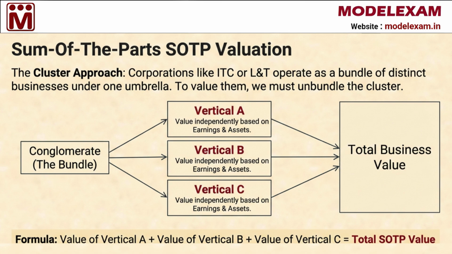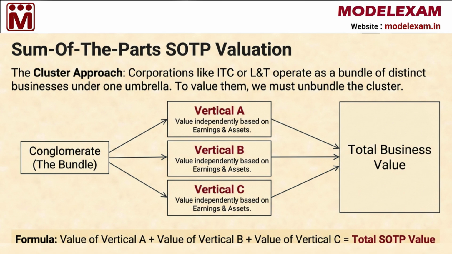Imagine a conglomerate has three different verticals: vertical A, vertical B, and vertical C. The best method is to value each vertical independently based on its own earnings and assets. Once we have the individual values, the math is simple. The formula is the value of vertical A plus the value of vertical B plus the value of vertical C equals the total SOTP value. This summation gives us the total business value, allowing us to see the true worth of each part of the company.